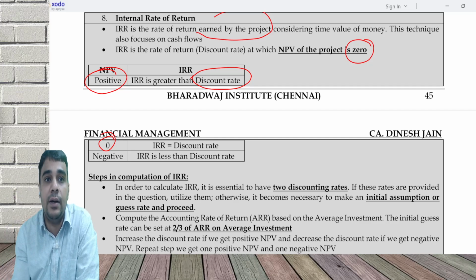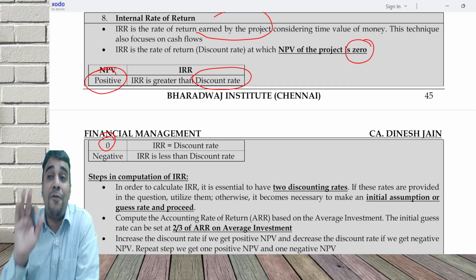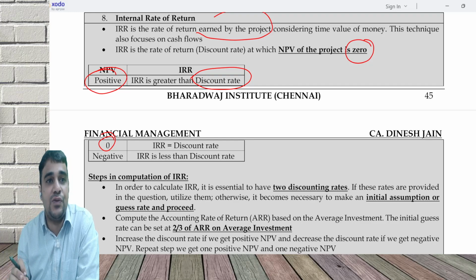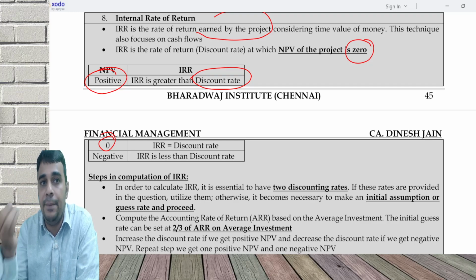Last problem which you did, can you tell me what is ARR on average investment? Do 2 by 3 of that. Final IRR in 80-90% of the questions will be closer to this number which you calculated: 2/3 of ARR on average investment. So when I do a problem, you told me 13.5. No, I'll start at 14%. I may get a positive. I'll increase it to 16. I may get negative. One positive, one negative, and my answer is over.